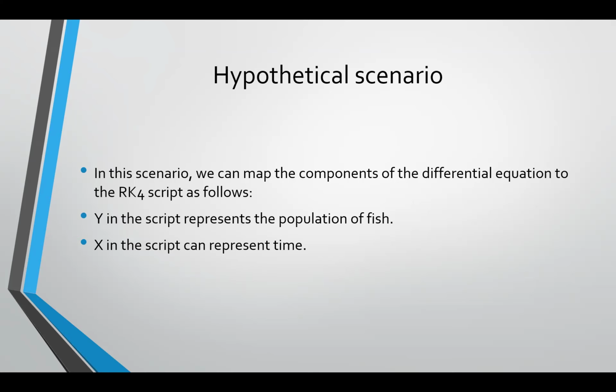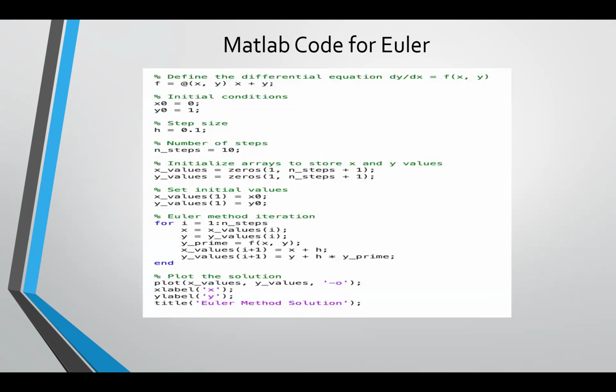Let's look at the code for the Euler method, where it uses a single slope estimate to calculate the next point. yi plus 1 is equal to yi plus h into f of xi, yi. This code initializes x and y, computes the next point iteratively, and plots the solution. Here we can see x values of 1 is equal to x naught and y values. These are set for the initial values and we took them as 0 and 1, with step size as 0.1, and we took number of steps as 10.